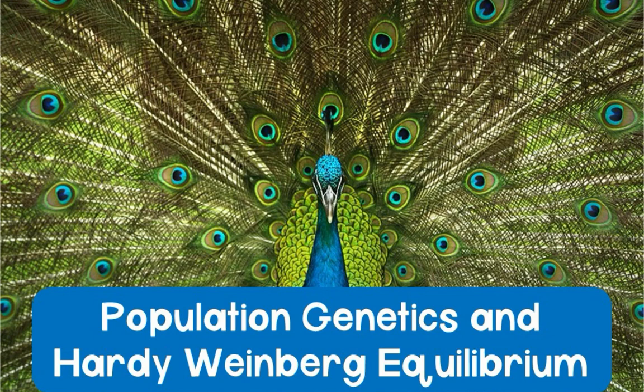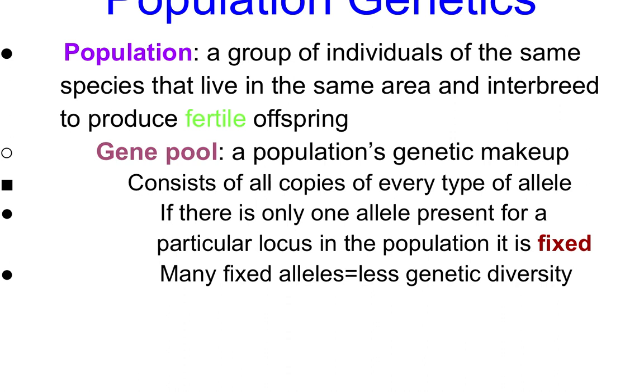All right, population genetics and Hardy-Weinberg equilibrium. So for population genetics, first we have to define what a population is. That's a group of individuals of the same species that live in the same area and interbreed to produce fertile offspring, remember? So the gene pool is a population's genetic makeup.